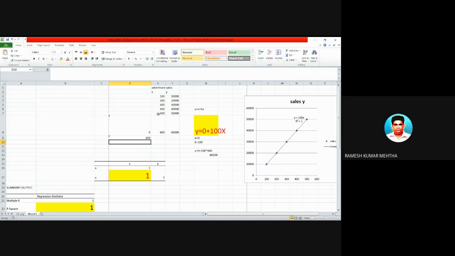Now, the most important one is, sir, you found out here r square is equal to 1. You found out that r square is equal to 1. If you look very carefully here in the graph, you have found out r square is equal to 1. Now, r square is equal to 1 means what?